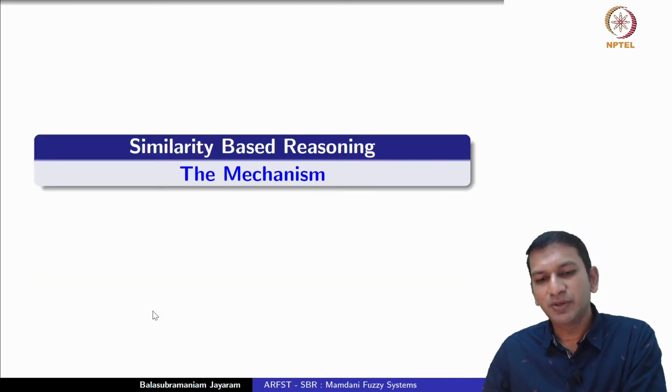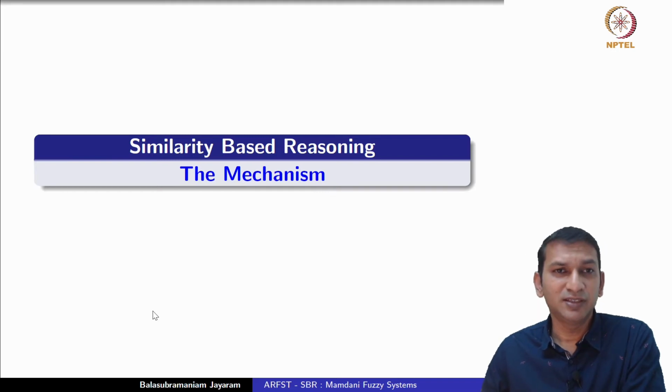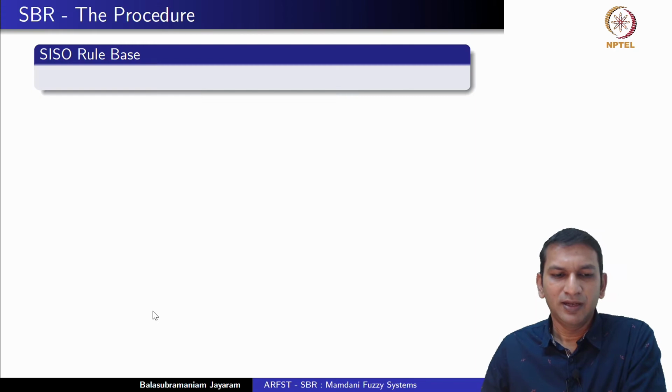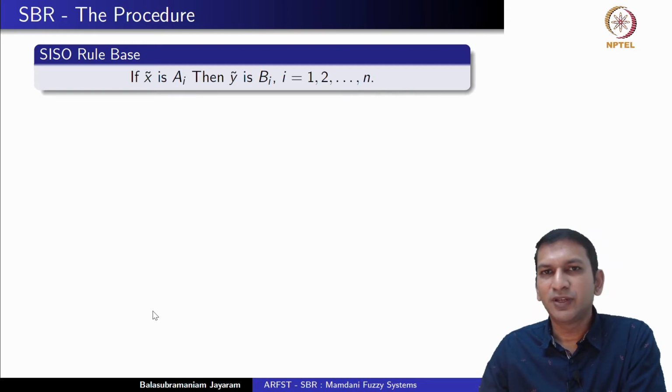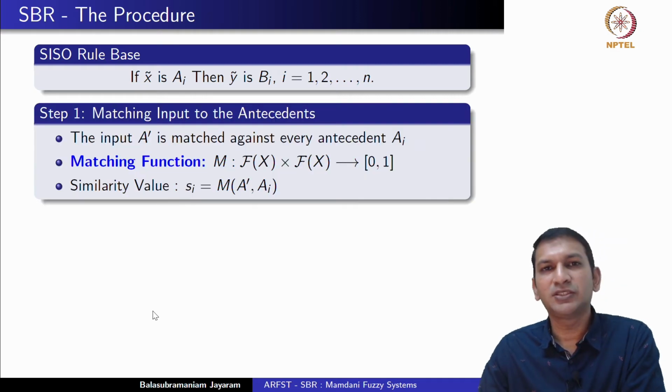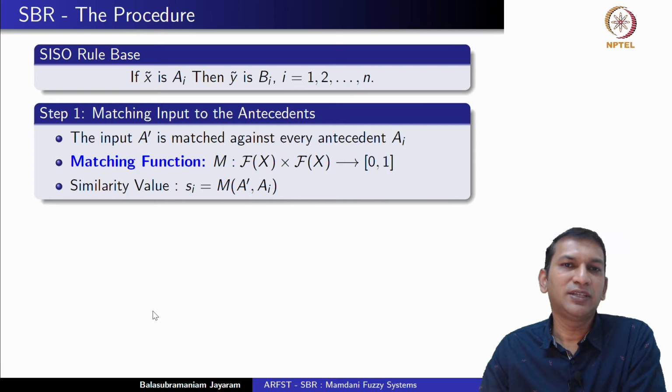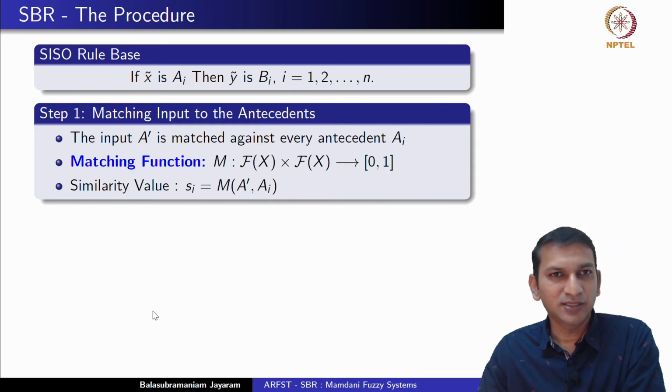Well, a quick recap of the similarity based reasoning, the different steps involved. We are given a set of single input, single output rules. The first step is, given an input A dash, we want to match it with each of the antecedents. Now, for this, you will match it against each of the antecedents A1, A2, so on till AN. What we need is a matching function for this. So essentially, the matching function takes two fuzzy sets defined over X and throws out a similarity value which is typically in the 0-1 interval.